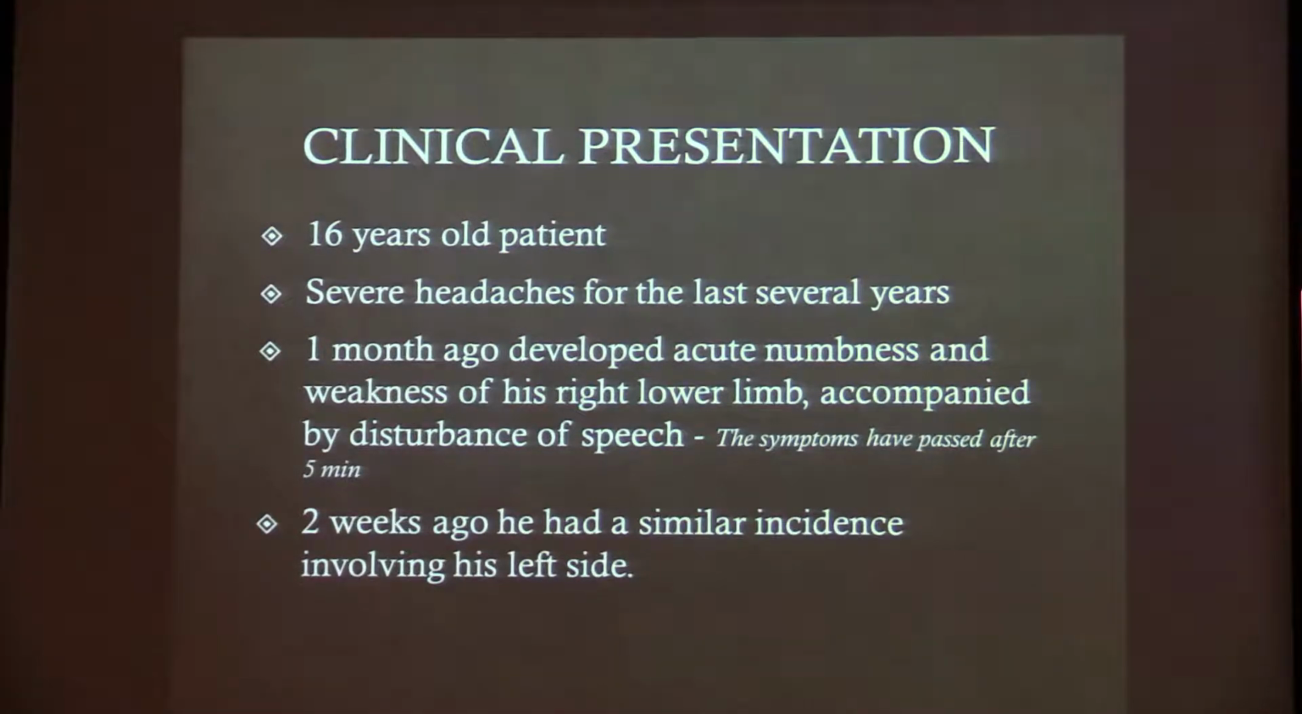So my case is about a 16-year-old patient who had been suffering for the last years from severe headaches. One month ago, he developed acute numbness and weakness of his right lower limb, accompanied by disturbance of speech, and the symptoms passed after 5 minutes. Two weeks later, he had a similar incident involving the other side of the body.